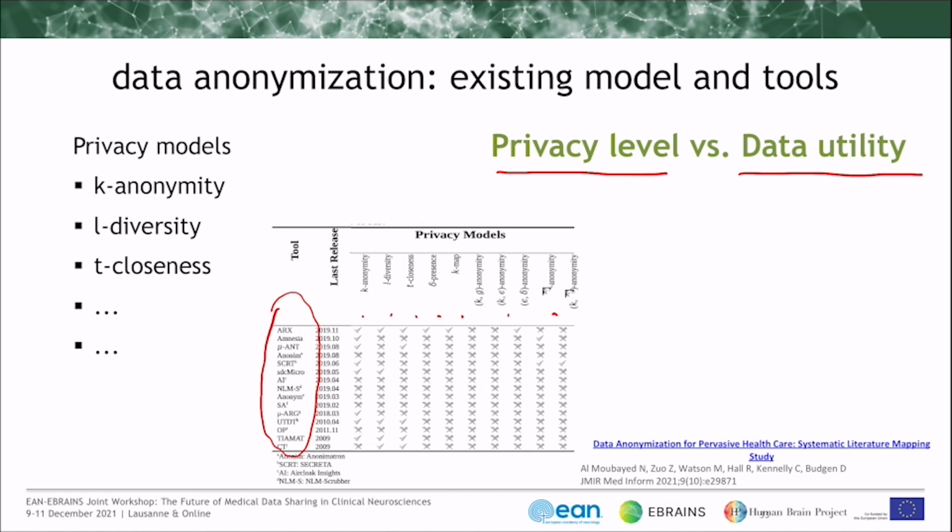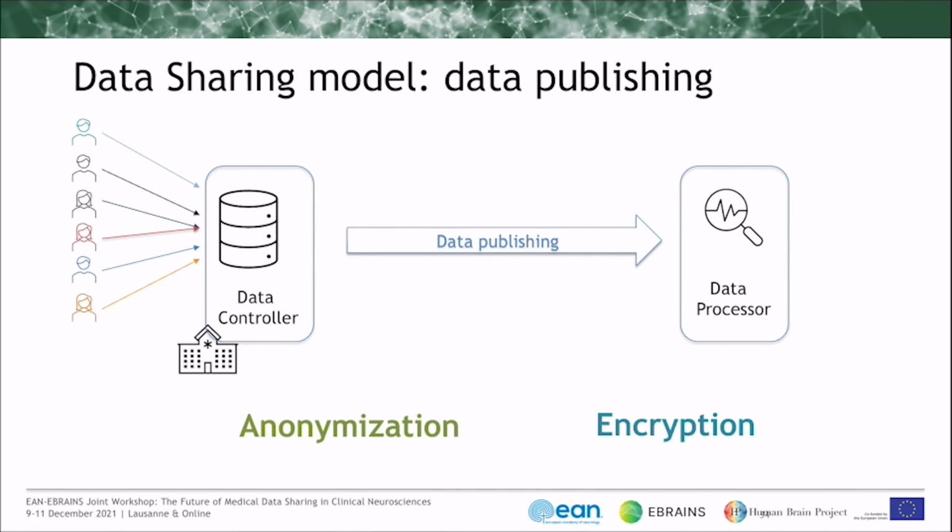So in order to understand which model you could apply to your data, you have to perform a risk assessment, analyze the identification risk, and by means of utility metrics, understand how much information you are going to lose if you apply that model or another. So I would stop the discussion about data anonymization here, and let's go to the other techniques for protecting the data in case of data publishing.